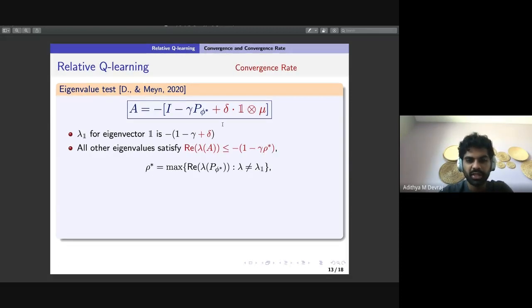You can also show that all the other eigenvalues of this matrix A are strictly smaller than or equal to minus of 1 minus gamma rho star, where rho star is the real part of the eigenvalue with the maximum real part of this matrix P phi star. Okay. So because P phi star has an eigenvalue 1, you're not including that, because you're getting rid of that over here.